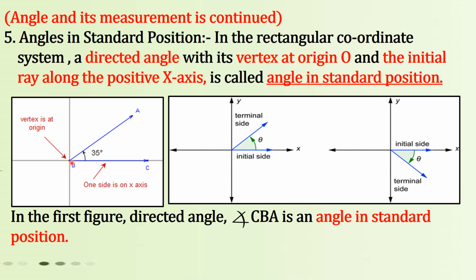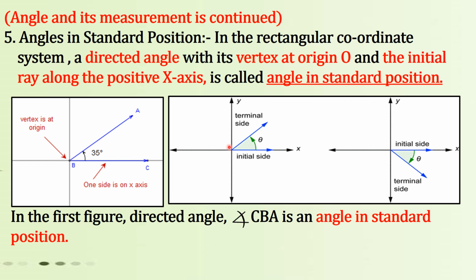So, the vertex of the angle should be at the origin and the initial ray or initial arm should be along the positive direction of x-axis. Here in this diagram, angle CBA, we cannot call it ABC because the direction is mentioned. So, in CBA, BC is the initial ray or initial arm. It is along the positive x-axis. So angle CBA, or the directed angle CBA, is an angle in standard position.